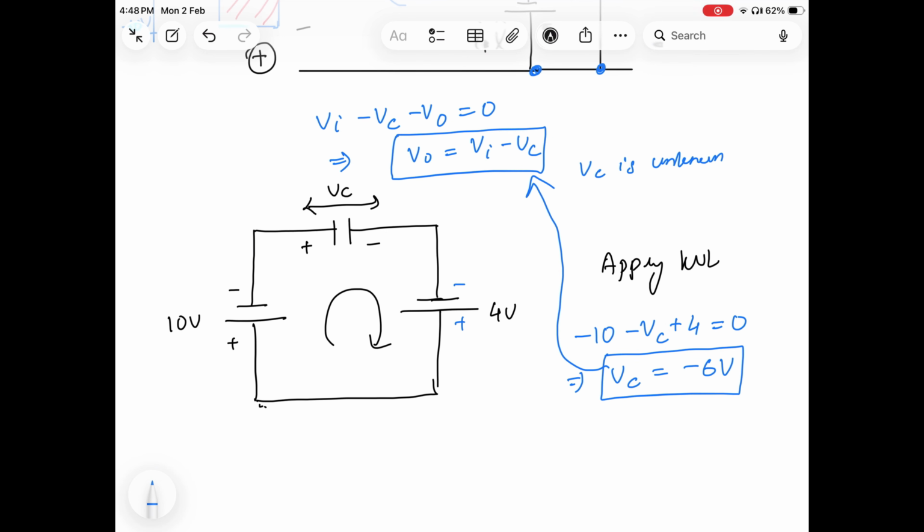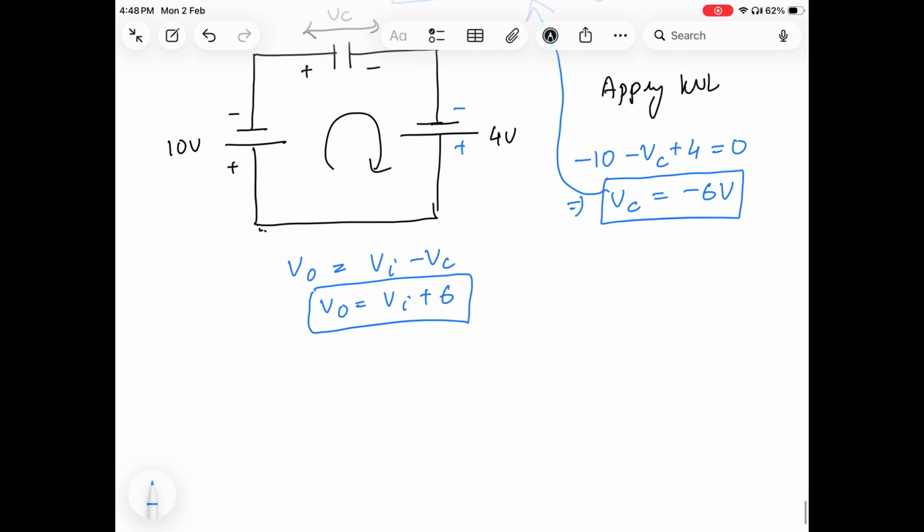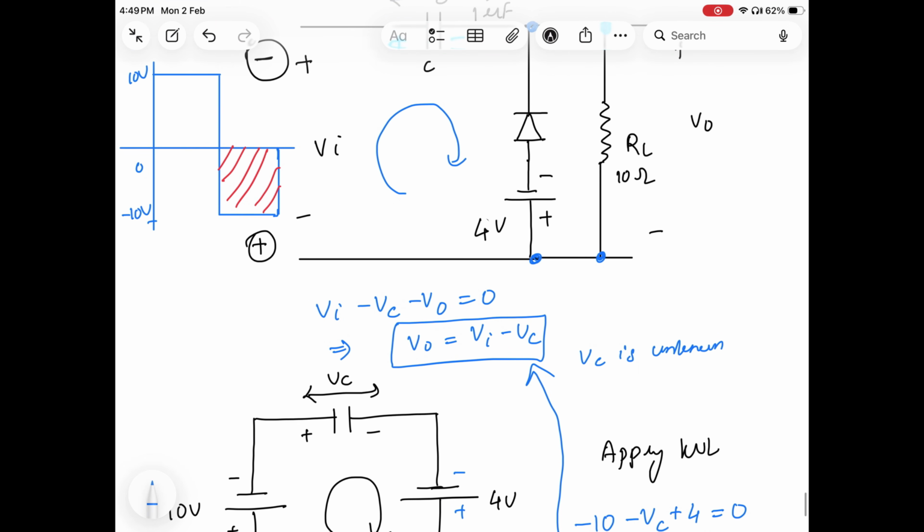So after putting this Vc in the output voltage equation, V0 equal to Vi minus Vc, I'll get Vi plus 6 volt. Okay, so our output voltage is now V0 equal to Vi plus 6. So in this equation, your Vi is variable. So input voltage is variable. By putting different input voltages, I'll get different output voltages.